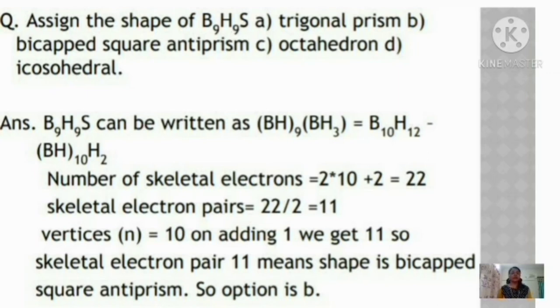Again, according to Wade's rule, we can find the skeletal electron count. First we have to assign it in terms of BH units, that is (BH)10, and 2 hydrogens will be left, kept outside.